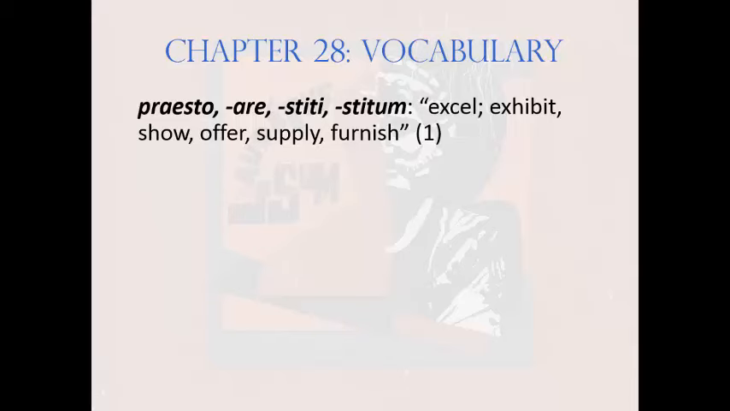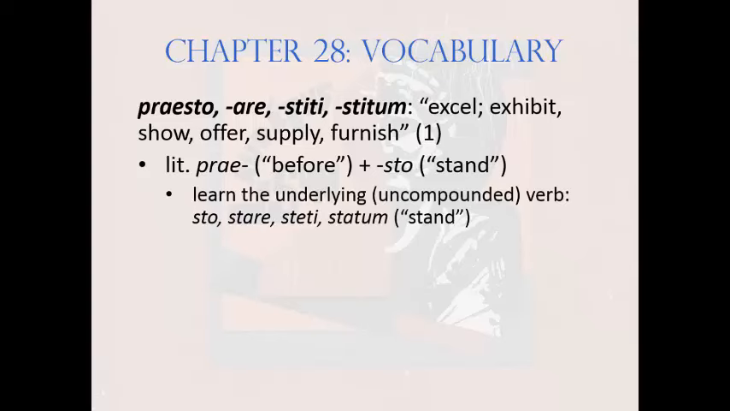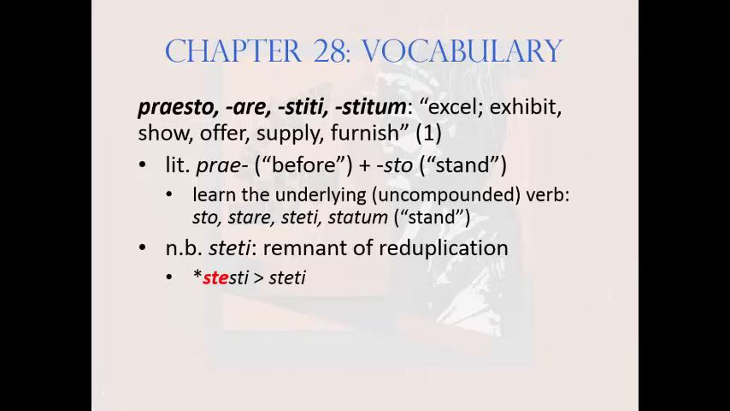It's first conjugation. Literally, it's prae, meaning before, plus sto, stare, meaning stand. Please learn the underlying verb too. Sto, stare, steti, statum. It's an important verb in Latin. You need to know it. And look at the perfect, steti. The ste on the front is the remnant of reduplication. Originally, it was stesti. But you try saying that 20 times fast, and you'll drop the second s too. That's a process called dissimilation, making similar sounds unalike to ease pronunciation.